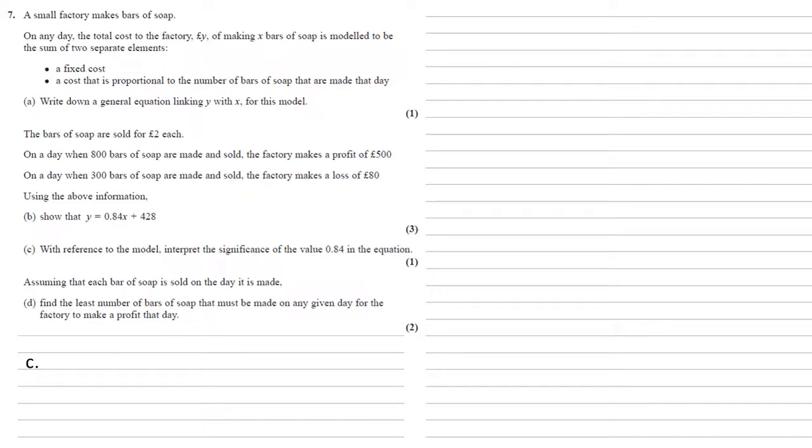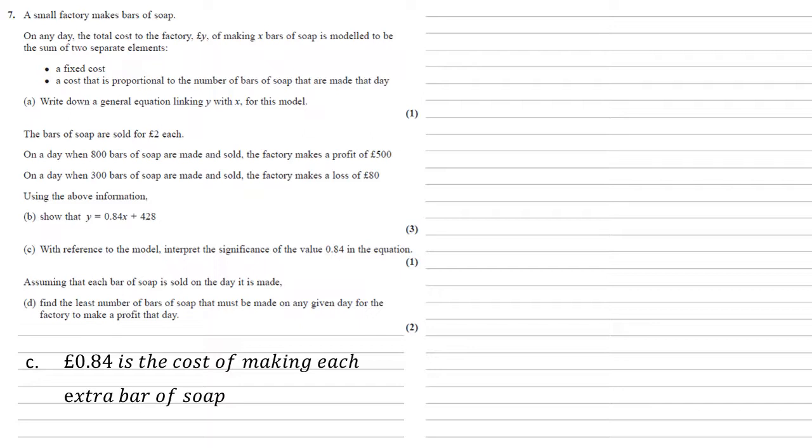For part C, with reference to the model, interpret the significance of the value 0.84 in the equation. So the 0.84 is multiplying the X, which is the number of bars of soap that have been made. So this must be the cost of making each extra bar of soap, because this is the one that's influenced by how many bars of soap are sold.